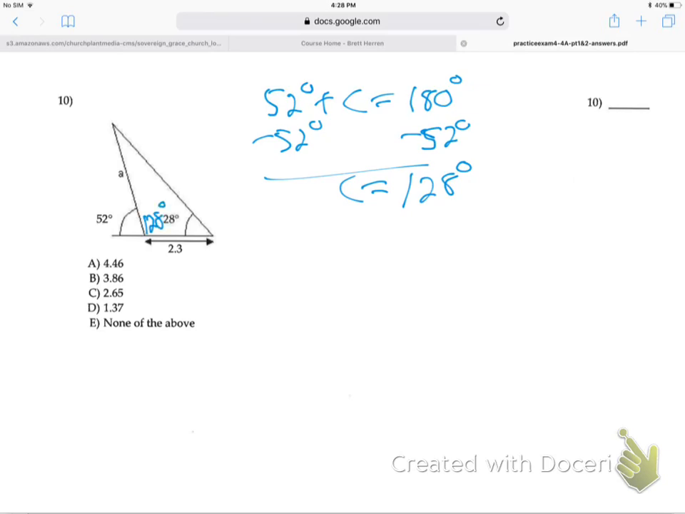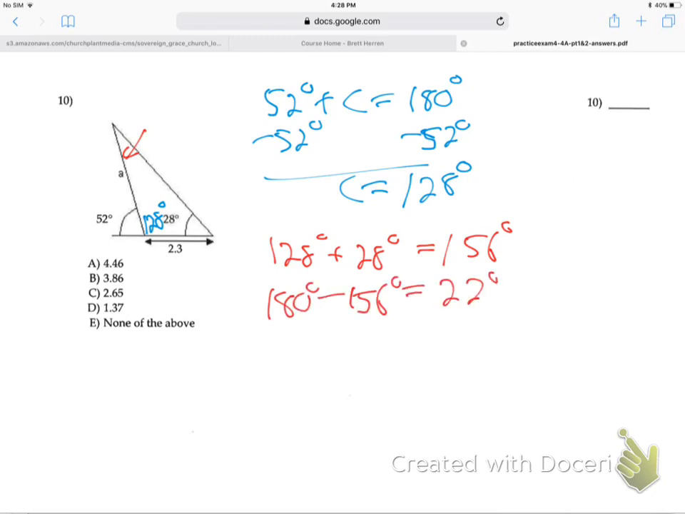And if we know that, then we can find the angle at the top up here, whatever you want to call that, because the triangle must hold 180. So 128 plus 28, what's that? 156. So 180 minus 156 leaves 24 degrees. So this one up here must be 24 degrees.